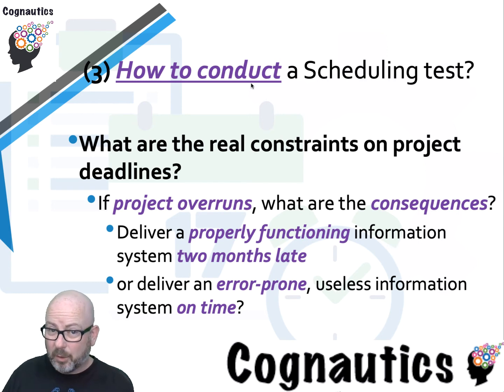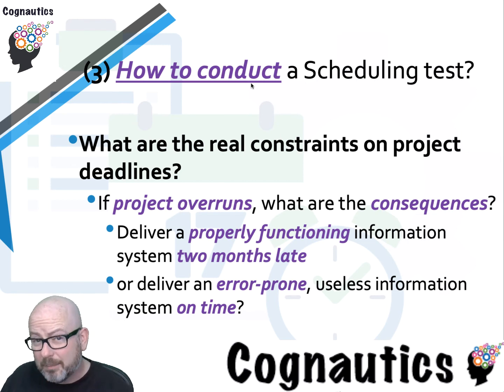But you've also got this question about, is it better to deliver an error-prone system, something that doesn't really work properly, on time, or to take a bit of extra time and get the thing working properly? Well, the answer is get the thing working properly. But so many projects do overrun because they've been unable to foresee circumstances in advance.